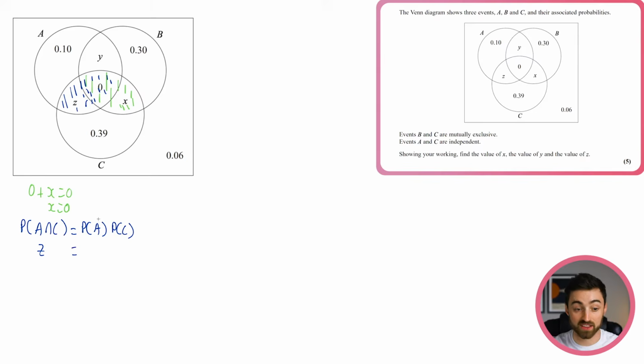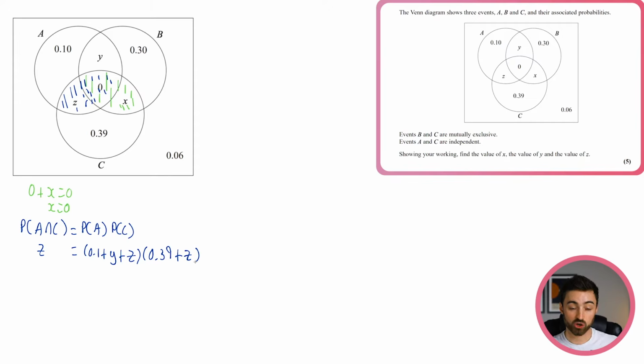And then the right-hand side, the probability of A, well, that's going to be the A circle, so 0.1 plus Y plus 0 plus Z. So that's going to be 0.1 plus Y plus Z. And then the probability of C is the C circle. So the C circle is going to be 0.39 plus X plus 0 plus Z. Now we know that X is 0. So this is going to be 0.39 plus Z. Cool, so I've got another equation.